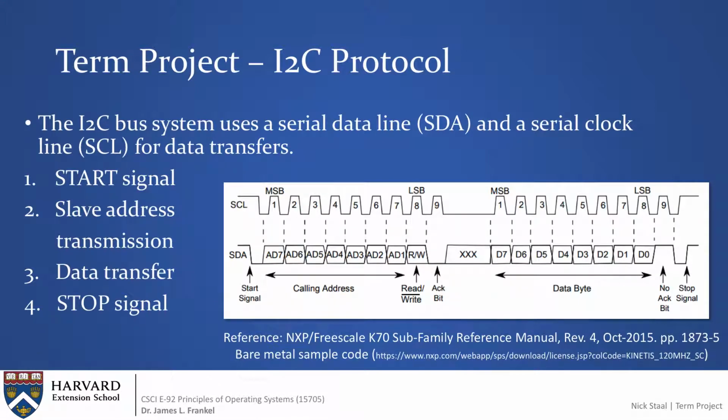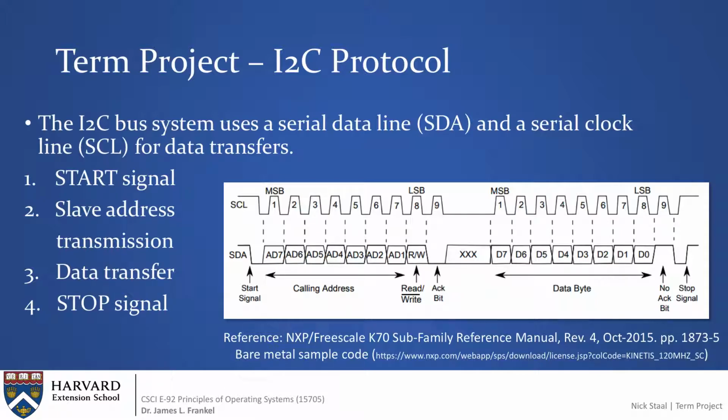I'll give a quick overview of the I2C protocol. Basically, in the I2C protocol, there are two lines. One is a clock line, the serial clock line, the SCL, and that's used to synchronize all data transfers over the I2C bus. The second is the data line where the actual data is sent over, the serial data line, SDA.